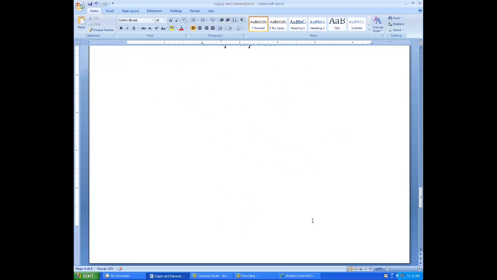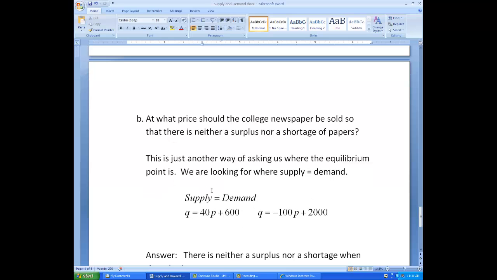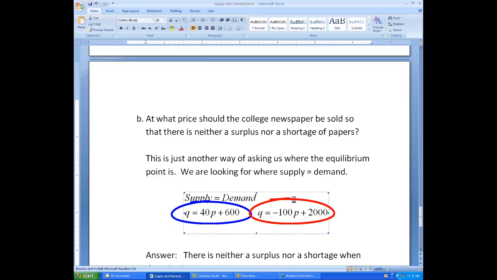Let's move on to part B. In part B, they ask us, at what price should the college newspaper be sold so that there is neither a surplus nor a shortage of papers? So this is just another way of asking us where the equilibrium point is. So we're looking for where supply equals demand. Our supply function was Q equals 40p plus 600, and our demand function was Q equals negative 100p plus 2,000.